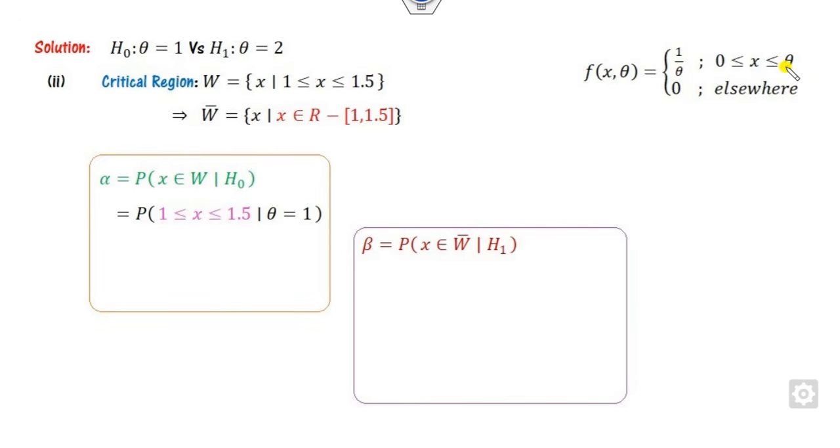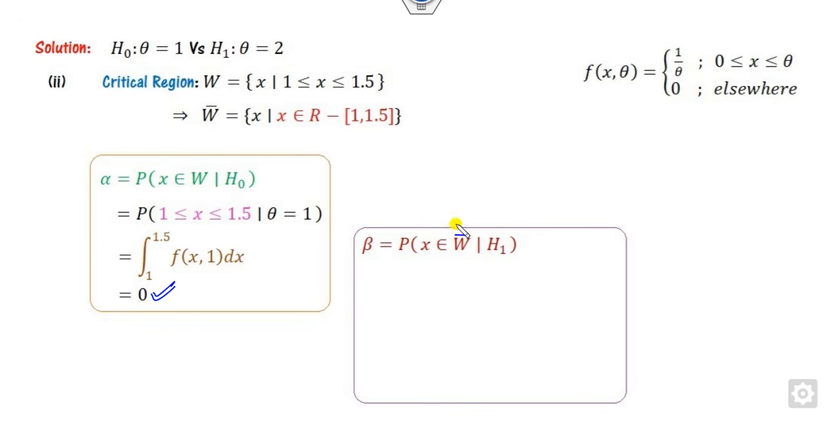Now since theta is 1, I can integrate this value from 0 to 1 and 1 to 1.5. So what is the value of the 0 to 1 part? And this is my 1 to 1.5. Now you can integrate from 1 to 1.5 here. Theta in this case is 1, so the integration of this is 0 because this range lies on this side. So the value of this is 0.